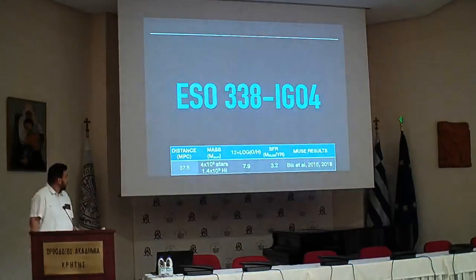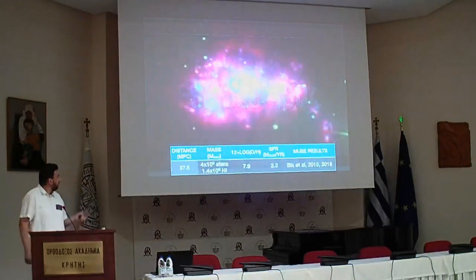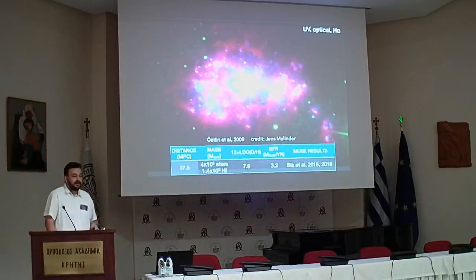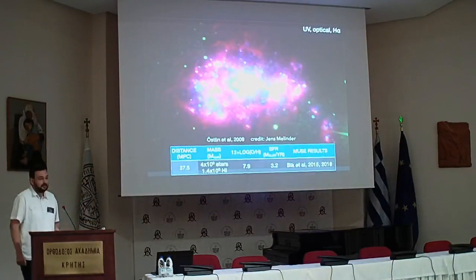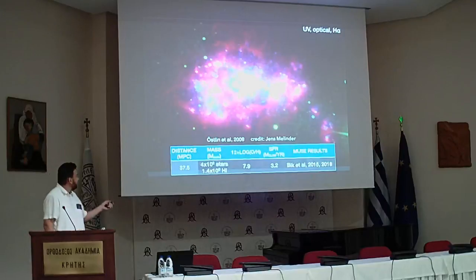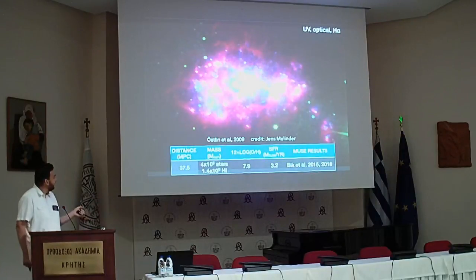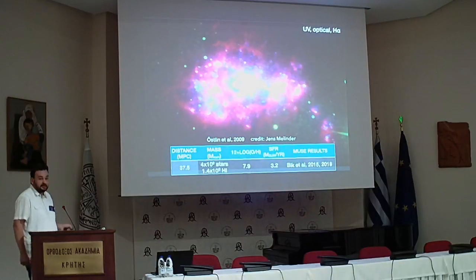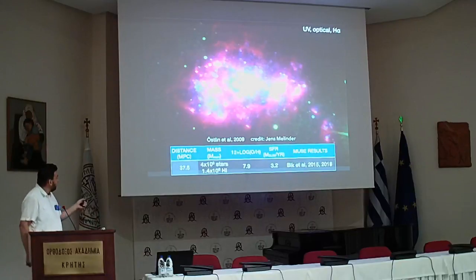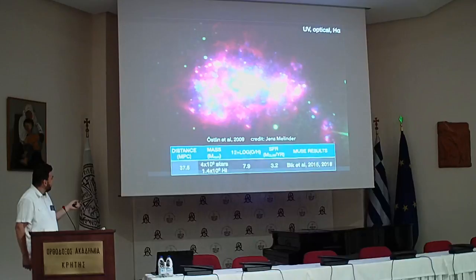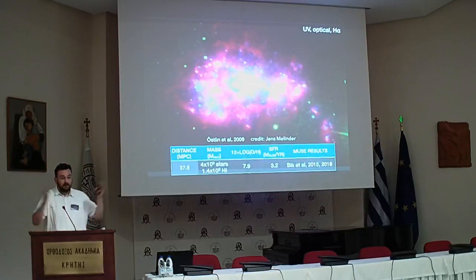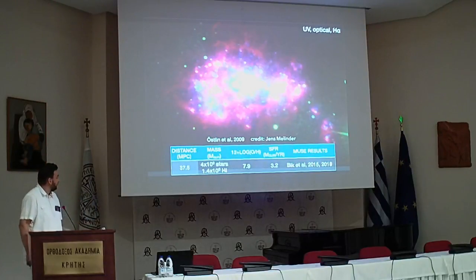So, ESO 338, you probably recognize this image because you've been staring at it the whole week. This is on your badge. This is the ESO 338 image from HST data. The blue is UV, the optical is in green, and the H-alpha is in red. You see all these white dots here. These are all these superstar clusters. And you see how they affect the ISM. They blow bubbles here. You see this H-alpha is very filamentary, being blown away by the star clusters.